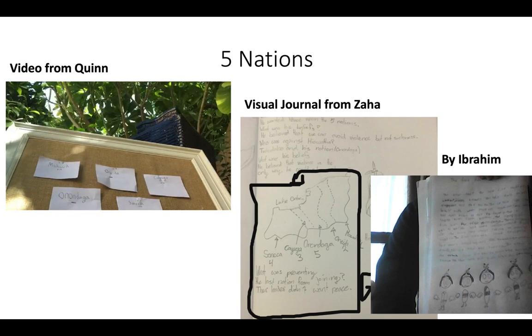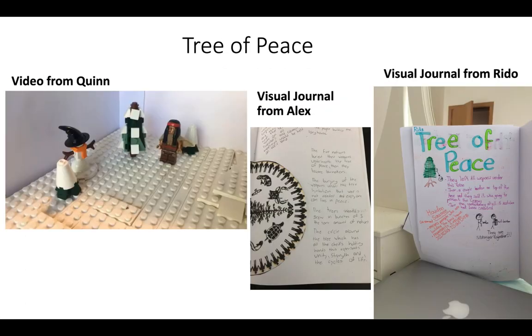Good. Onondaga was also referred to as the Keepers of Fire, which maintained the Great Law of Peace. Great work, Quinn. Excellent stuff. That's so cool. Okay, and then the last one is the Tree of Peace. Alex did a cool job here showing the Tree of Peace and then the different clans which were associated. And then Rita did a really nice job of including a nice visual journal of the Tree of Peace and the symbols included. Okay, here we'll watch Quinn's.